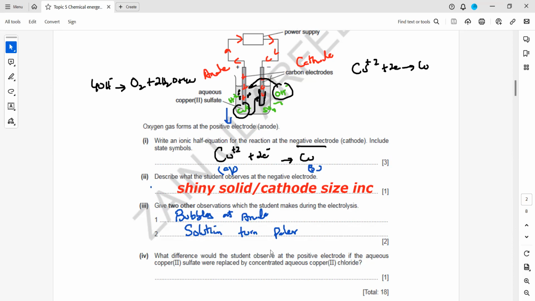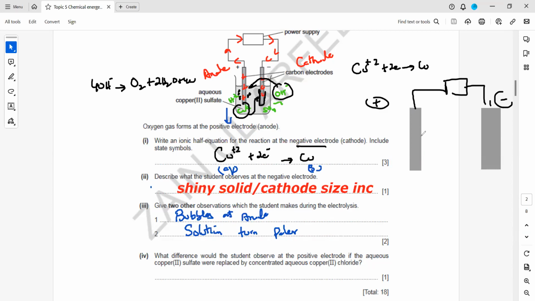What difference would the student observe at the positive electrode if aqueous copper 2 sulfate is replaced by concentrated aqueous copper 2 chloride? Now the electrolyte has changed, with the same anode and cathode. Graphite anode and cathode are used and the same power supply is there. We have a cathode, the negative terminal, and an anode, the positive terminal. The solution contains copper ion, chloride ion, hydrogen ion and hydroxide ion because it's aqueous.